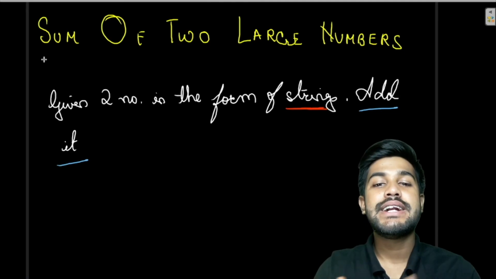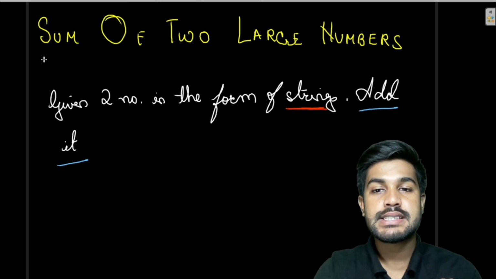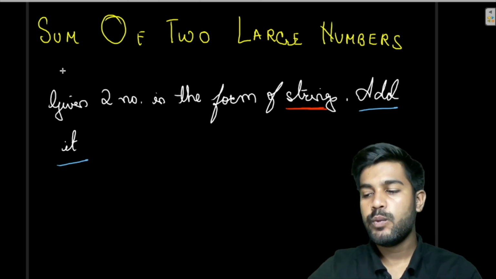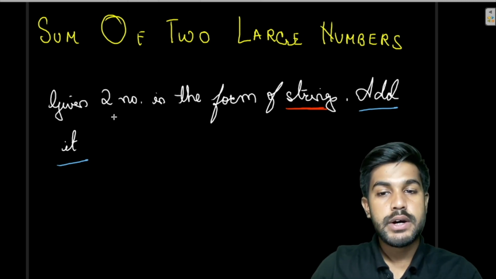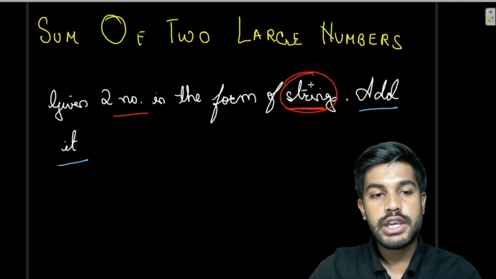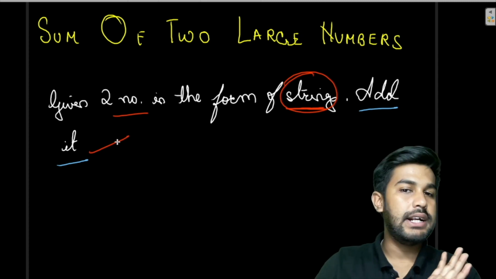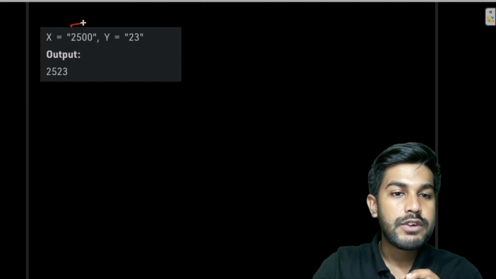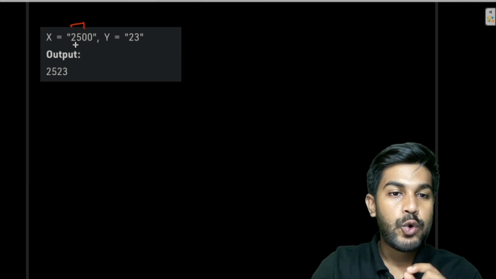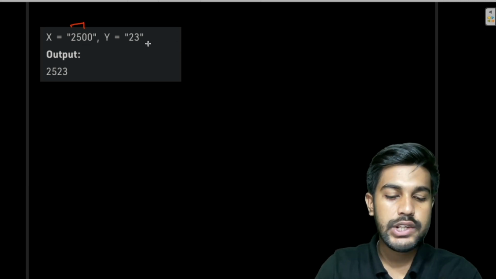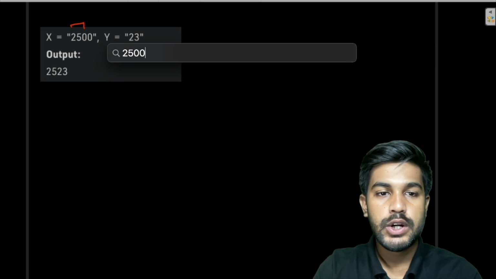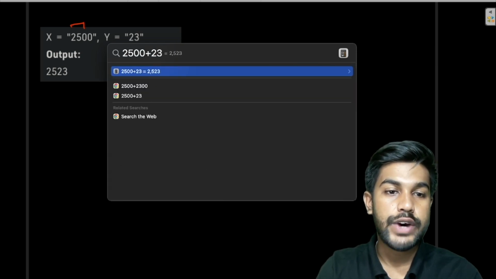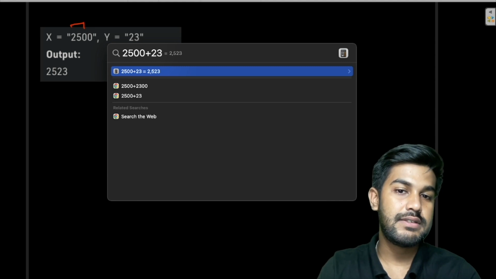Today we would be discussing the problem sum of two large numbers. In this problem, we are given two numbers in the form of string and we just need to add them. Suppose we are given the value of the first string as 2500 and the second as 23. If we do the sum, 2500 added to 23, the value would be 2523, which is the answer itself.